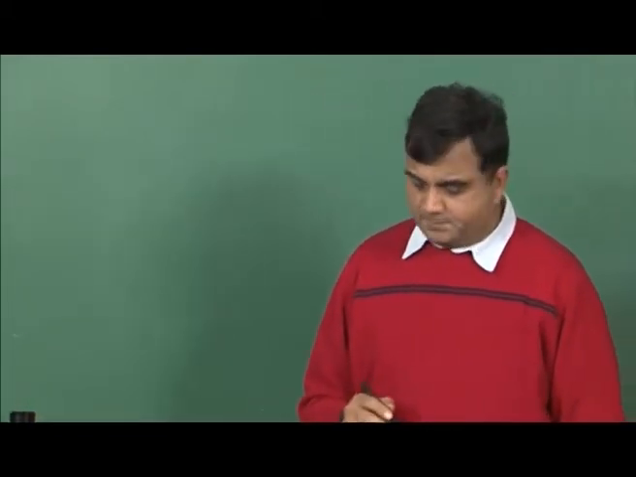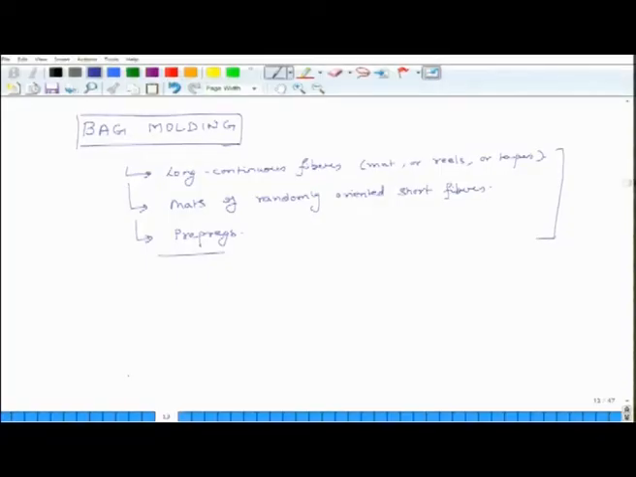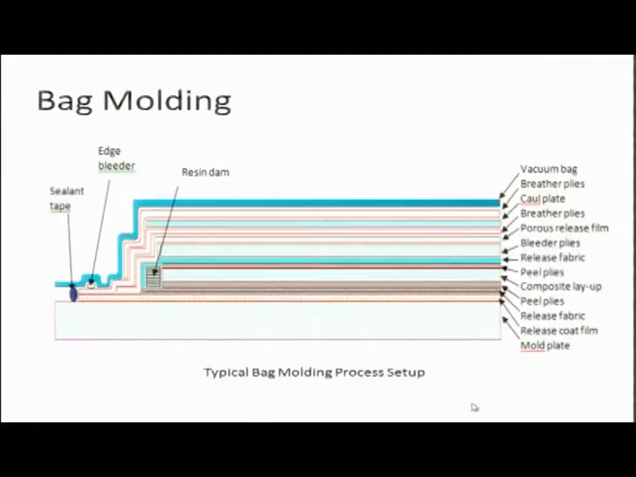Actually, probably the best thing is to see a picture to get an idea of what this bag molding process is all about. So let us look at this picture and you will see a lot of terms. Here we are trying to make a rectangular flat plate of composite material. In that case we have a mold plate. So this is my mold plate, and it is made up of steel.